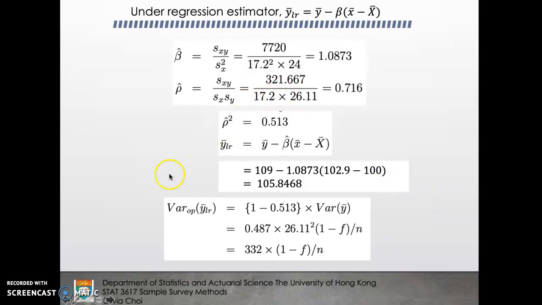Okay, so good luck on chapter 3. Next week we will continue on chapter 4 on stratified random sampling.